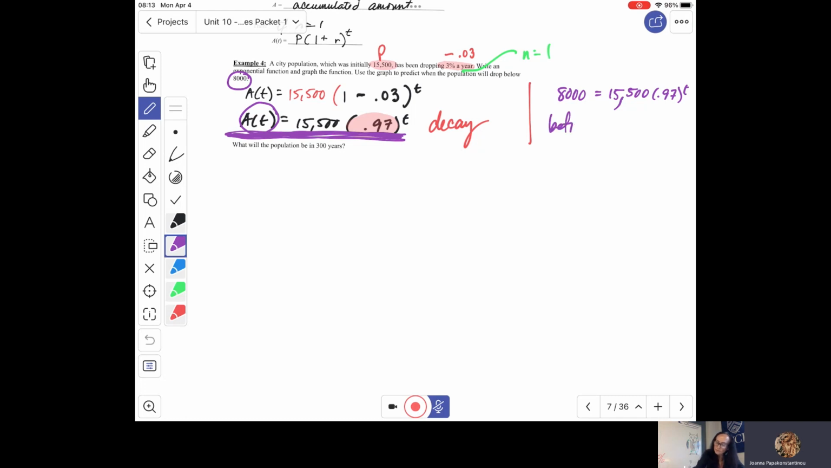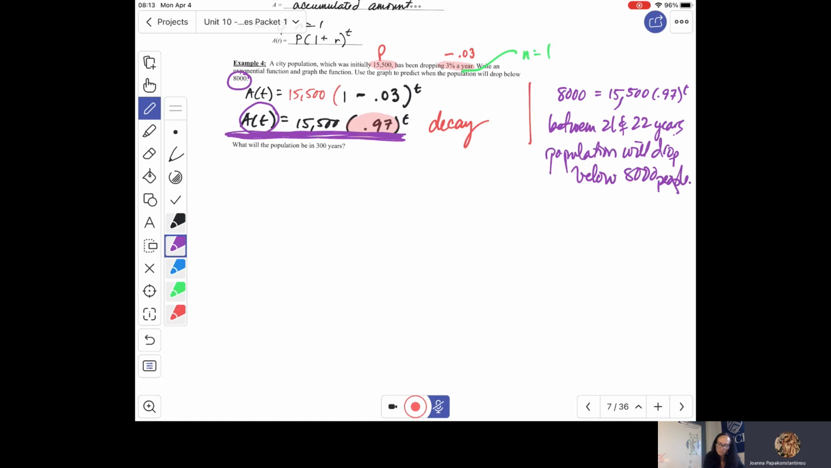So between 21 and 22 years, the population will drop below 8,000 people. Because it's a word problem, so we're answering in a complete sentence.